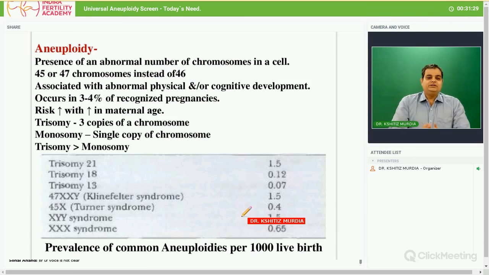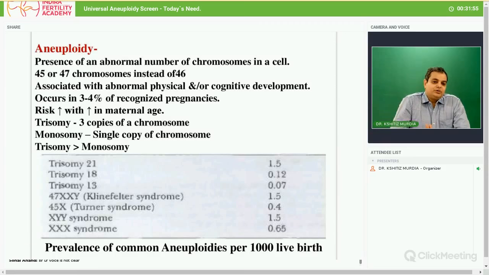So what are aneuploidies? Aneuploidy is the presence of an abnormal number of chromosomes in a cell, instead of 46, the cell has 47 chromosomes. Why do we need to screen? Because, as we have discussed, they are associated with abnormal physical and cognitive development. It occurs in around 3 to 4% of recognized pregnancies, and we have all studied that the risk of aneuploidy increases with maternal age.